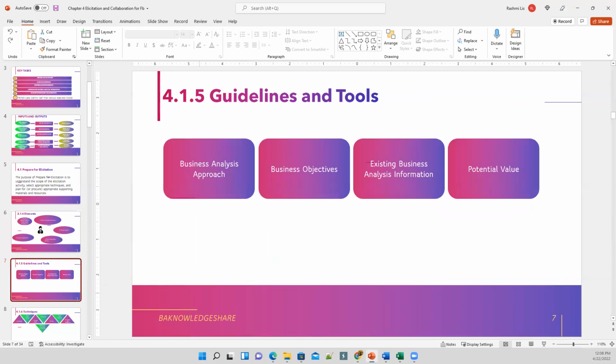The guidelines and tools here used are the business analysis approach, the business objectives, the existing business analysis information, and the potential value. So when we talk about business analysis approach, it's really the general strategy to be used to guide the business analysis work. This includes the general methodology, types of stakeholders, and how they should be involved. Potential value, let's touch upon that. It describes the value to be realized by implementing the proposed future state and can be used to shape elicitation activities.